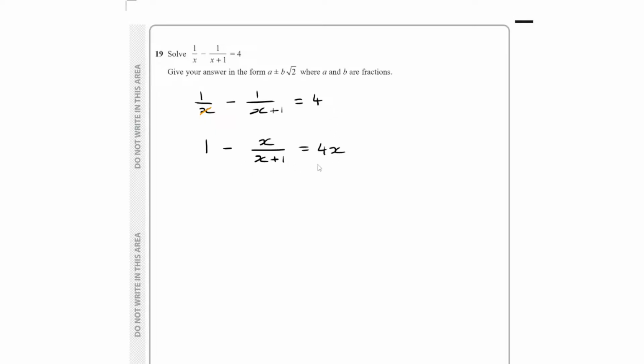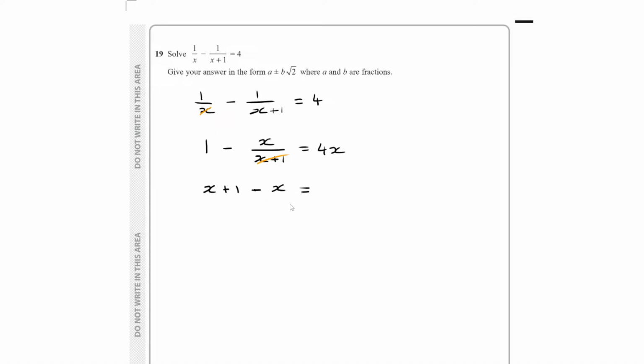Obviously 4x. Then I would go through and multiply by x plus 1 to cancel out that denominator. So again, each of the 3 terms by x plus 1. So 1 times x plus 1 is obviously x plus 1. Now don't forget that this is a minus. And then if I times this whole fraction by x plus 1, that's obviously the whole point, to cancel out the denominator, so I'm left with just the x numerator, but don't forget that it is negative.